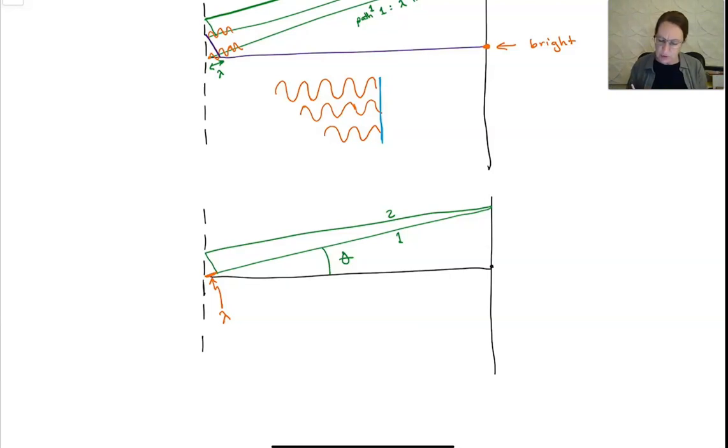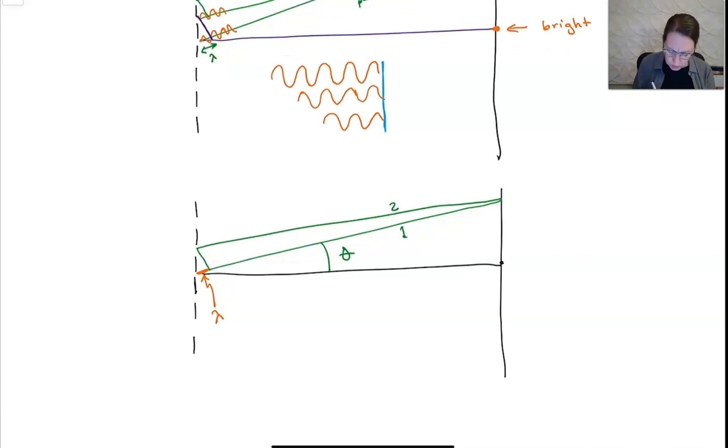And so what I want to do is relate that to some of the parameters that describe this setup. This we're going to call a distance d. Little d is the spacing between the slits.